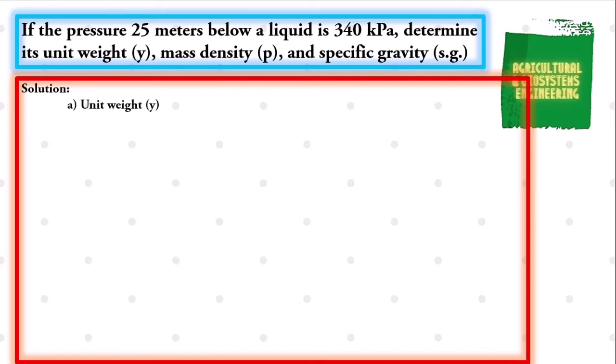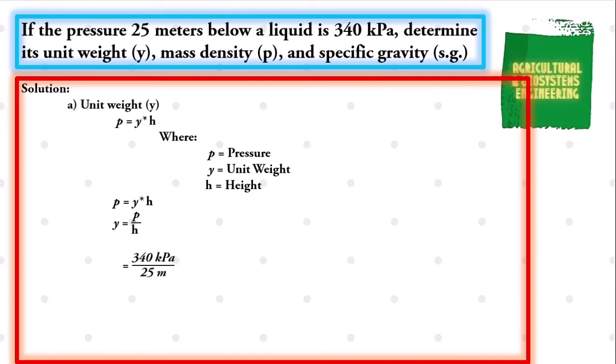The first value that we are going to solve is the value of our unit weight. To solve for unit weight, we will use the formula, P is equal to the product γ times H, where P is the pressure, γ is the unit weight, and H is the height. However, we have to derive the formula to obtain unit weight. And we have now a formula for unit weight to be pressure all over height. We substitute values and we have unit weight is equal to the quotient of our pressure, 340 kPa, all over the height, 25 meters.